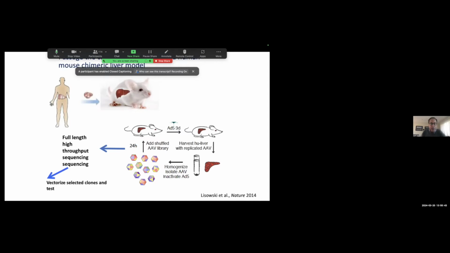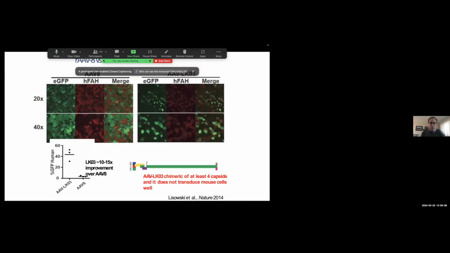And at each stage, we would do full-length, high-throughput sequencing. And then we would take the sequences for the capsids themselves that were being overrepresented after the multiple passages in the animal model and vectorize these and test them. And the initial tests were done in the humanized mouse model.